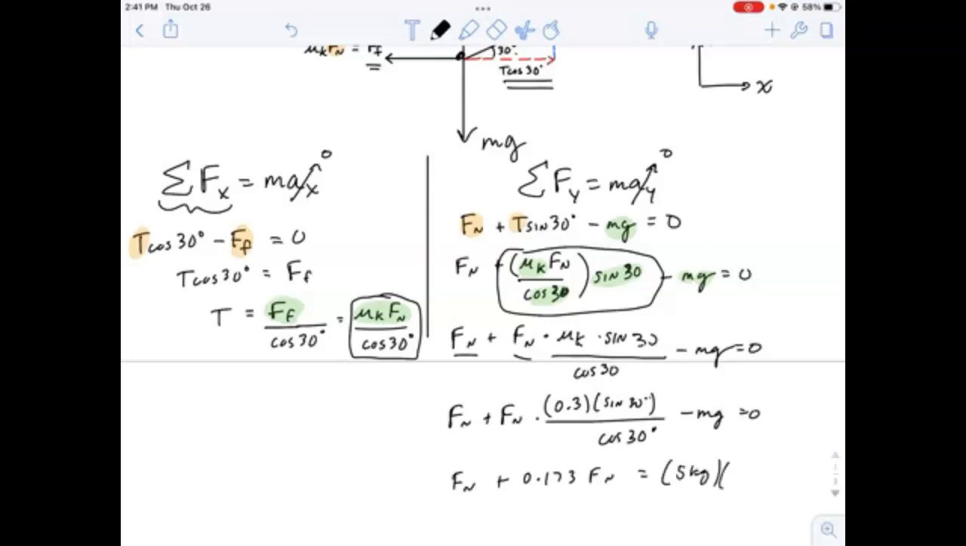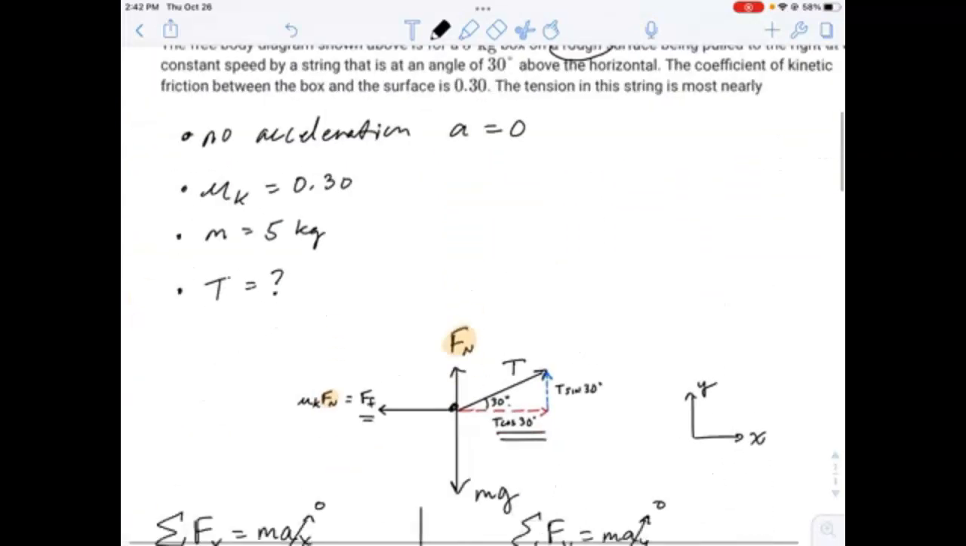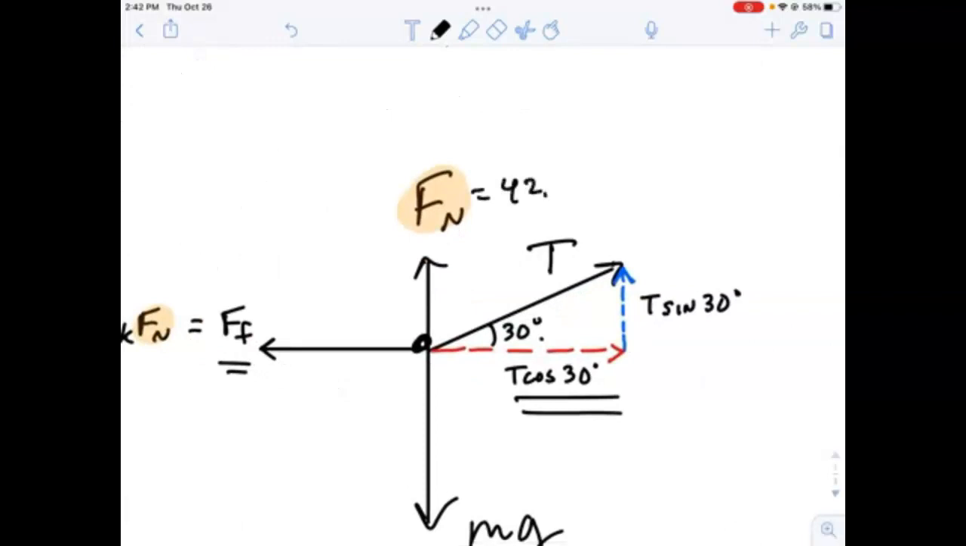So the mass was 5 kilograms. I'll use 10 newtons per kilogram. So 1.173 Fn equals 50 newtons. Divide each side by 1.173, and you get Fn equals 42.62 newtons. So I'll go back to my drawing up here: 42.62 newtons. So I just figured out Fn.